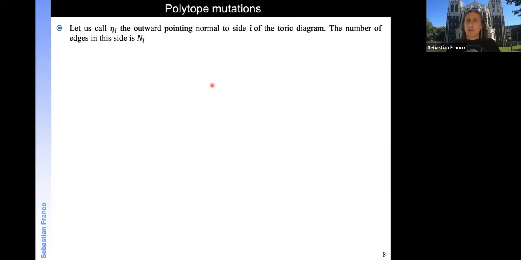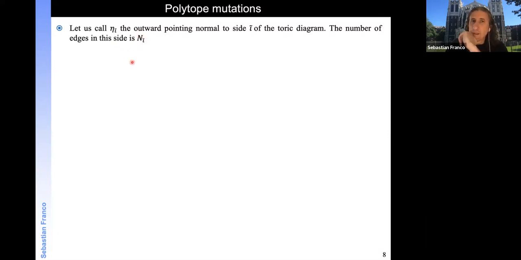So again, remember, I'm going to have a polytope, or my toric diagram if you want. I'm going to label the edges with these I tildes, which is the same index that I'm going to use for zigzags, because I'm building some notation that will become clear in a couple of slides. So let me call eta I the outward pointing normal to a given side of the toric diagram, meaning probably a collection of edges. And I will call the number of edges on a side n_i tilde.